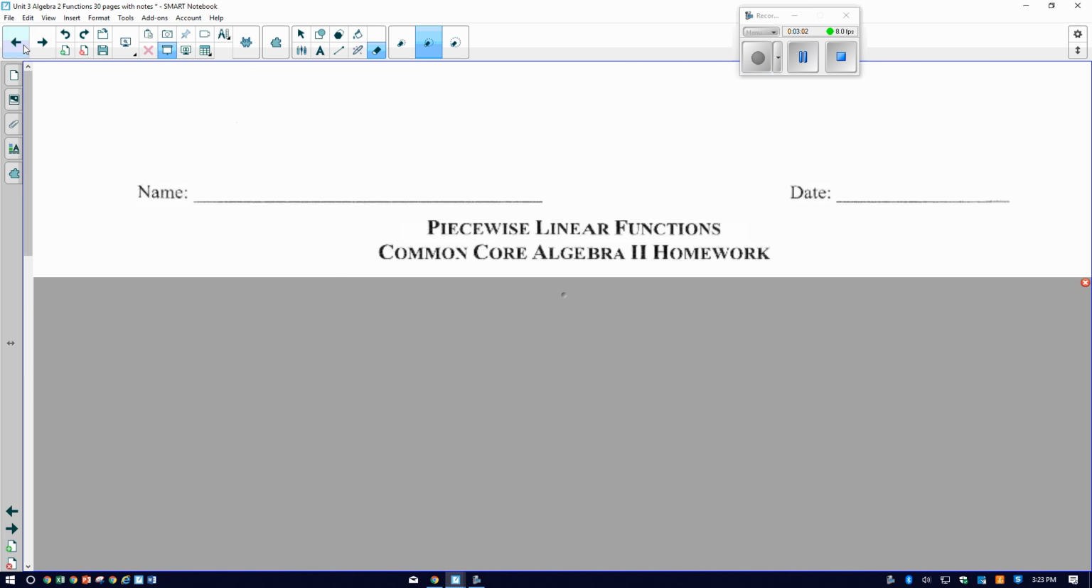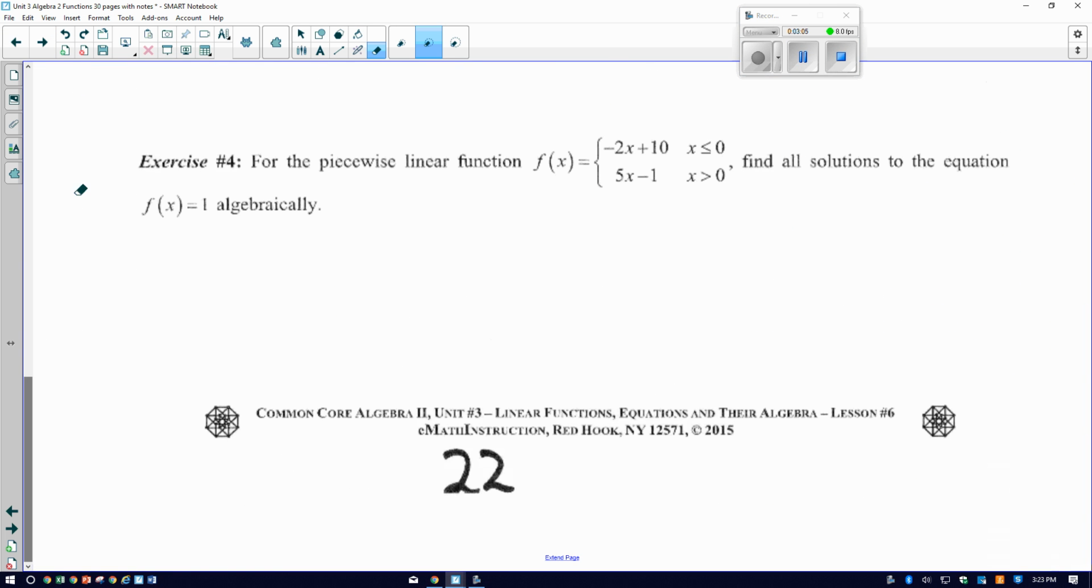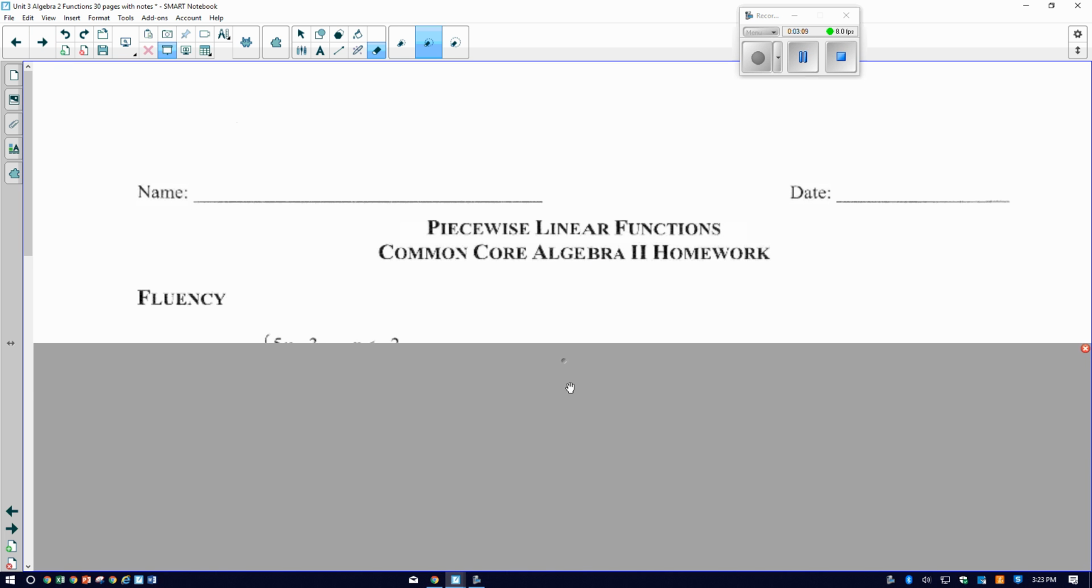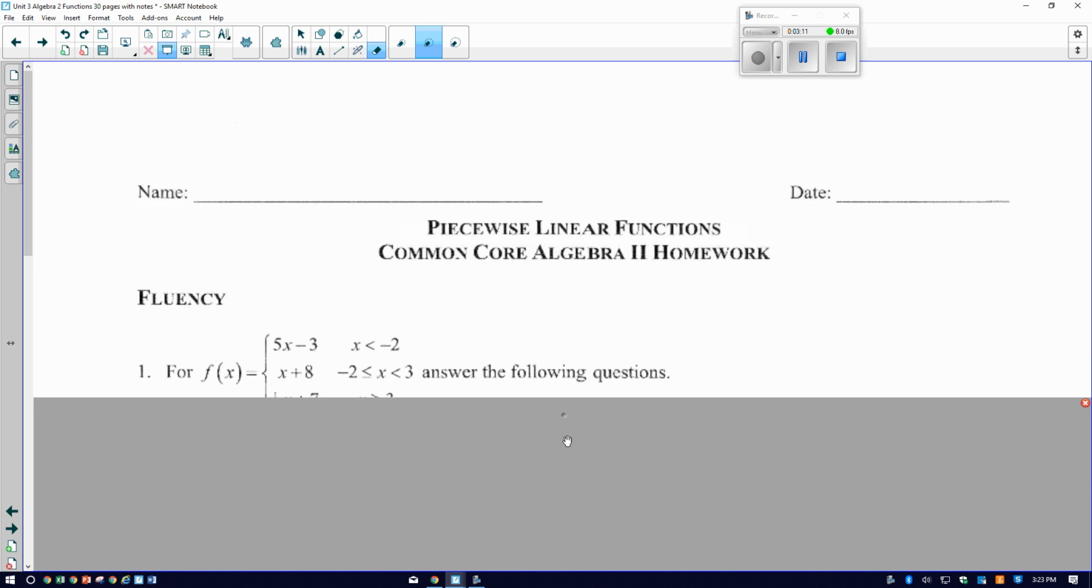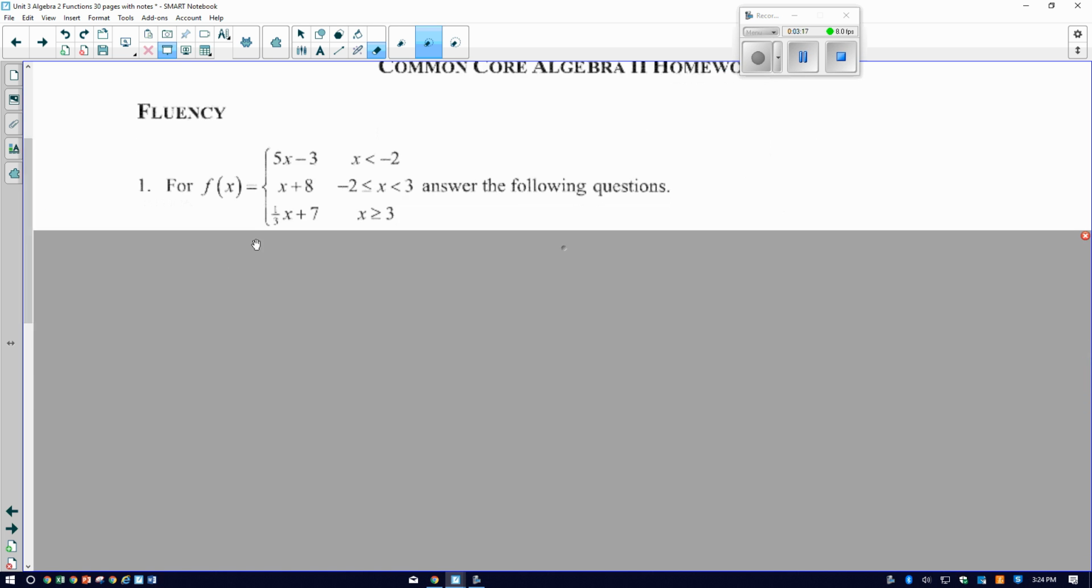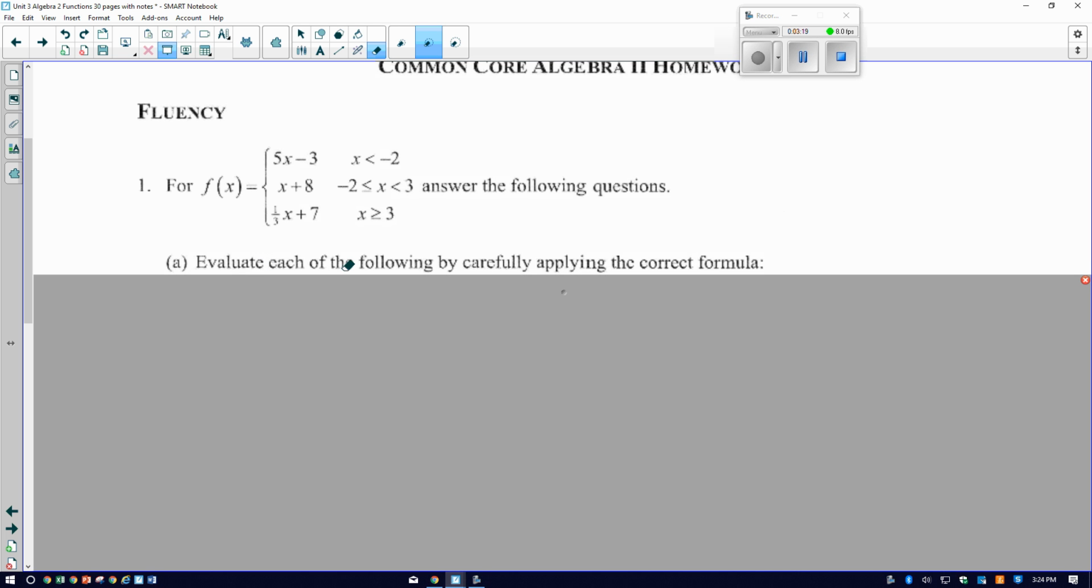Okay, page 21, I believe. Let me take a look. Page 23. Here we have a piecewise function. It's broken into 3 pieces. Answer the following questions based on the piecewise function. Evaluate each of the following by carefully applying the correct formula.